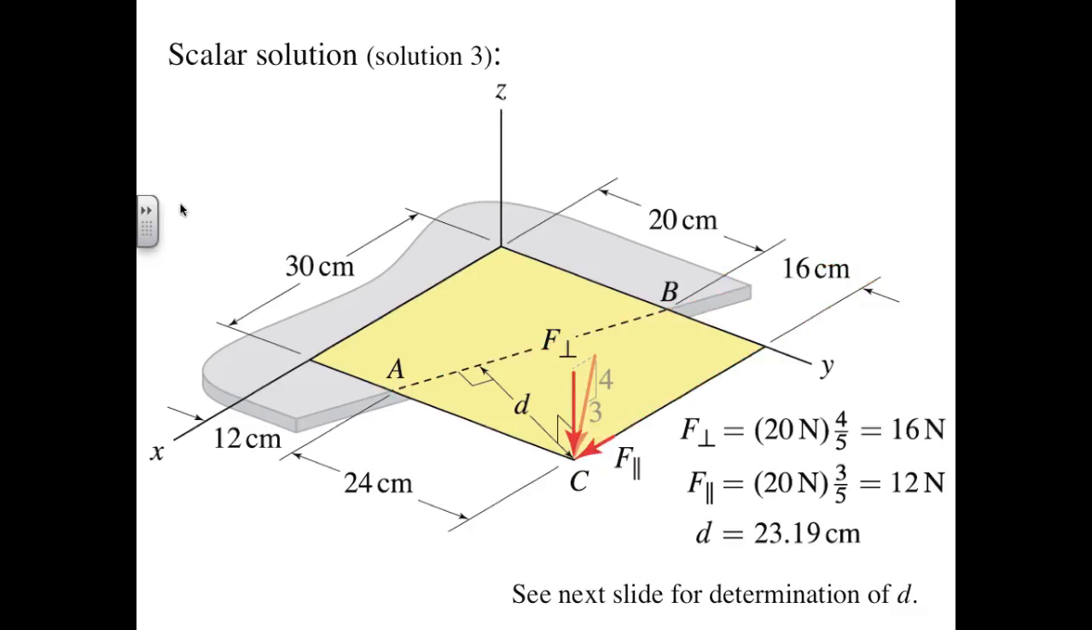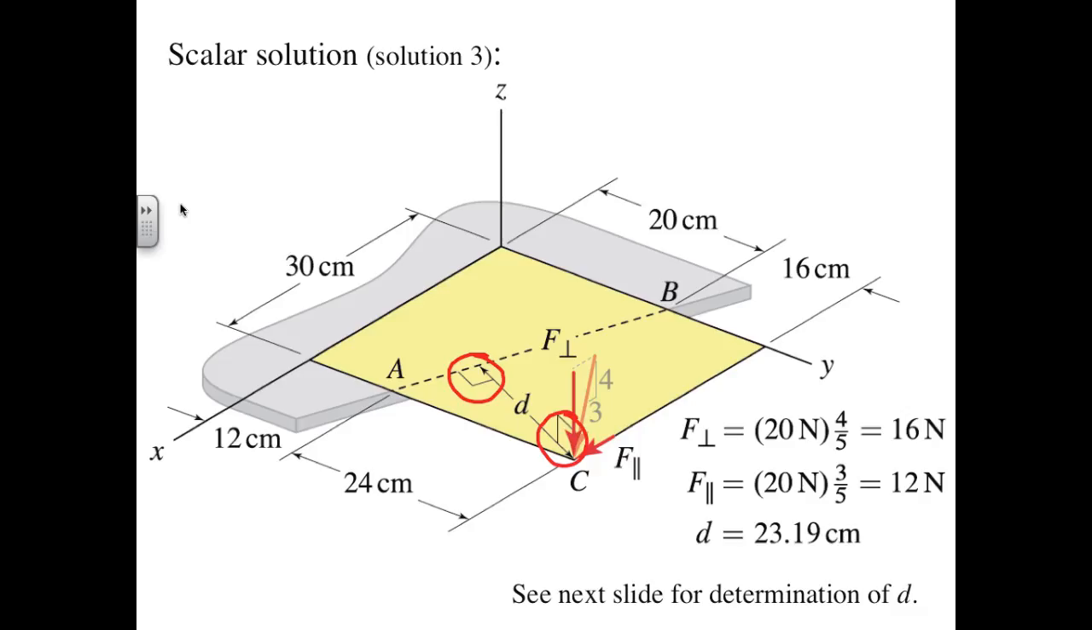This leaves us with the remaining force component, F perp. To get the value of the moment about AB due to F perp, we need to identify the perpendicular distance d shown in the figure. Note that this distance is along a line perpendicular both to F perp and to the hinged axis.